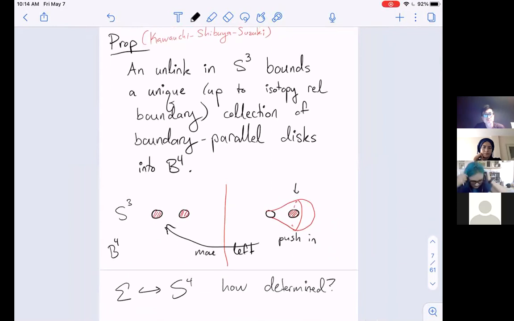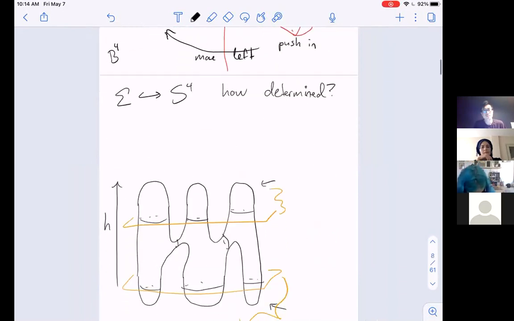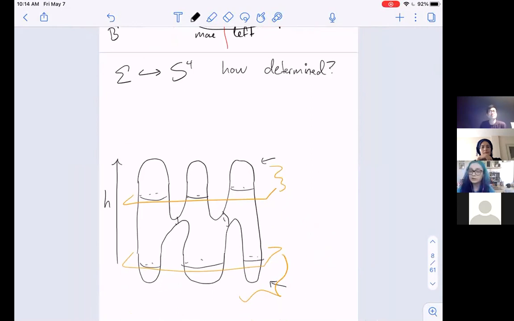So let's say we have just a general closed surface in the 4-sphere. How determined is it from something? So this is my picture of a surface where I've indicated where some things are going to happen. This H is the 4-dimensional height function.